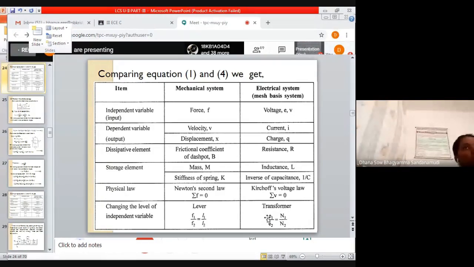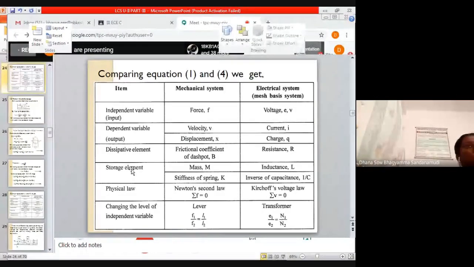So in this, I'm just recalling it because we have to solve the problems. If you observe, force is analogous to voltage. So you can replace force by voltage or voltage by force, because they are analogous to each other. Velocity can be replaced by current. Velocity is analogous to current, displacement is analogous to charge, friction B is analogous to resistance R, mass is analogous to L, stiffness K is analogous to 1 by C.